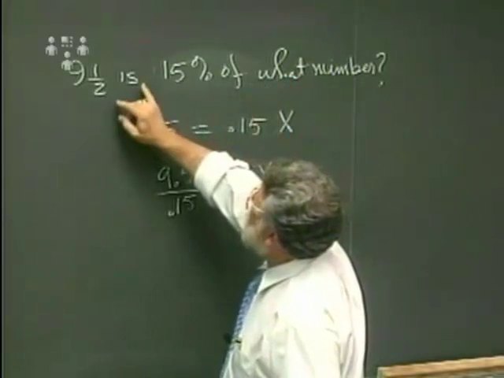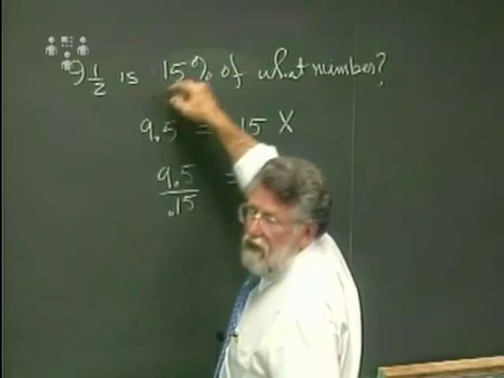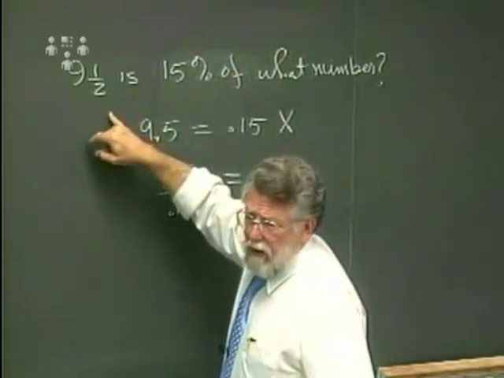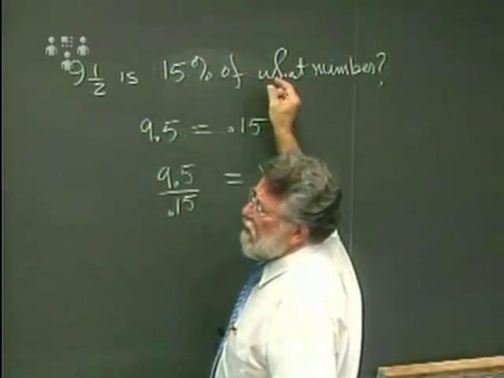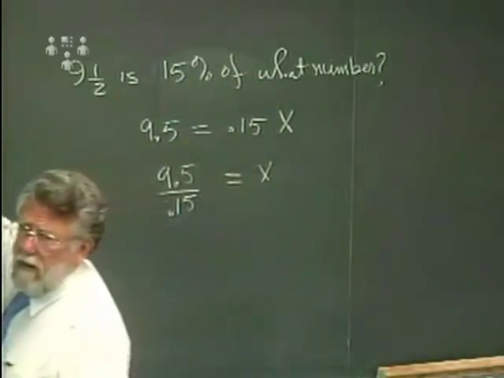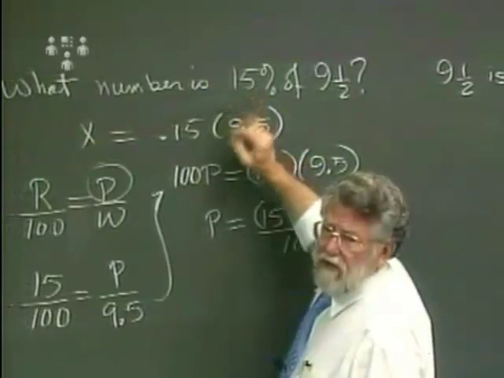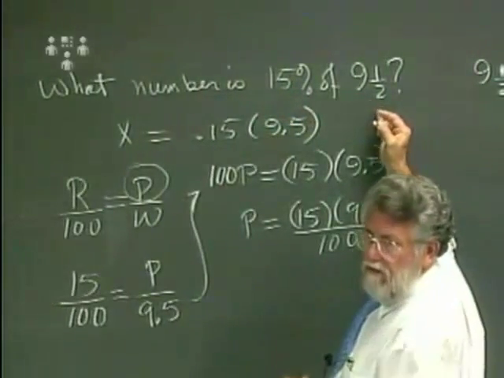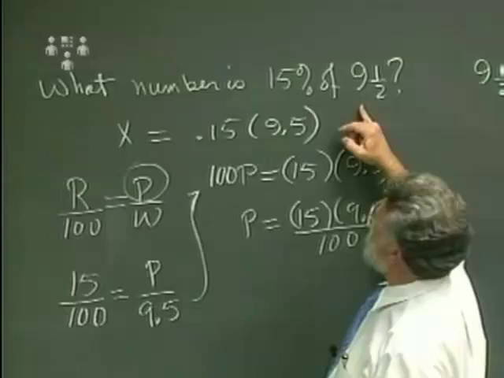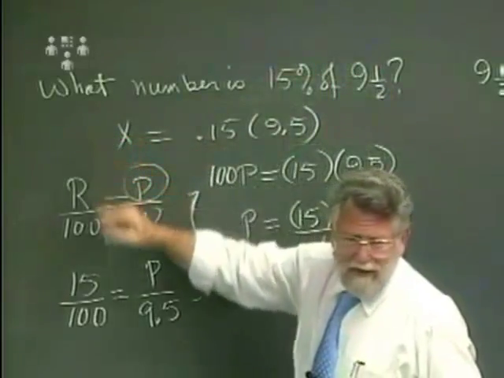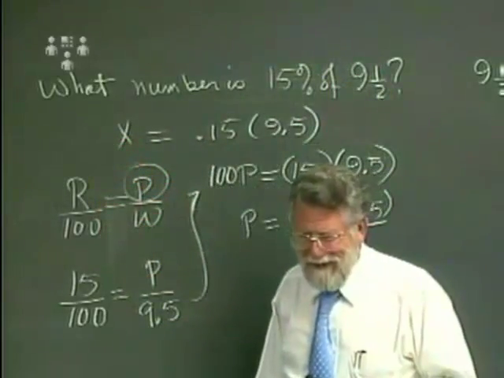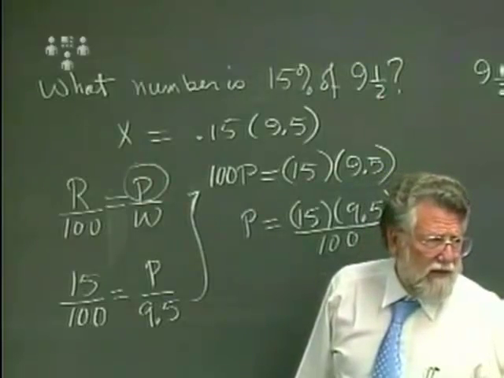So to say that 9.5 is a percent times some number means this was the part, the whole I'm missing. As I slide over here, I'm saying I'm taking 15% times something. Whatever I multiply 15% times, this becomes the whole, and this is the part. That's the difficult point. And that brings us right back to Math 10.